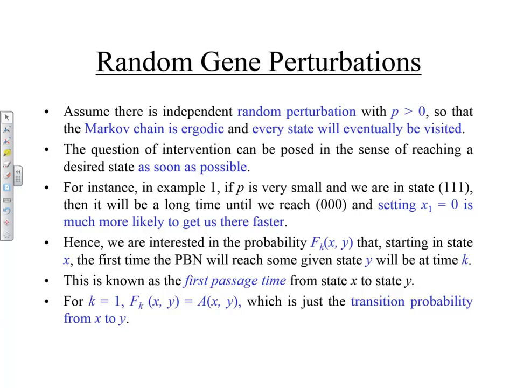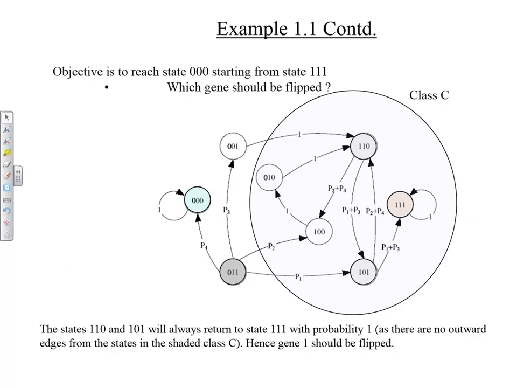The question of intervention could be posed in the sense of reaching a desired state as quickly as possible. For instance, in example 1, if p is very small and we are in state 111, then it will be a long time until we reach 000, because that perturbation probability is very small. If you set x1 equal to 0, you're much more likely to get there faster. If you look at that diagram, if you're in 111, even with a small probability of perturbation, you have to cross all these other states. But if you put in 011, you probably have larger probabilities leading there.